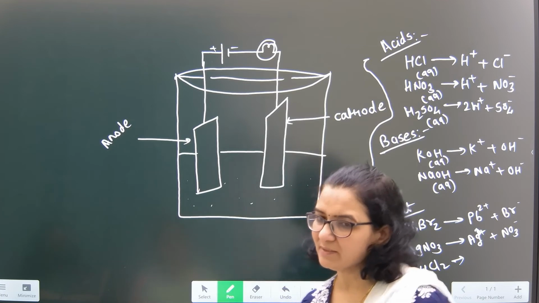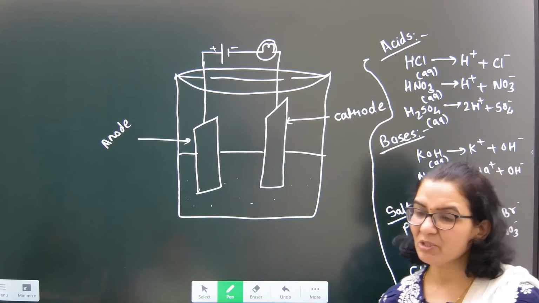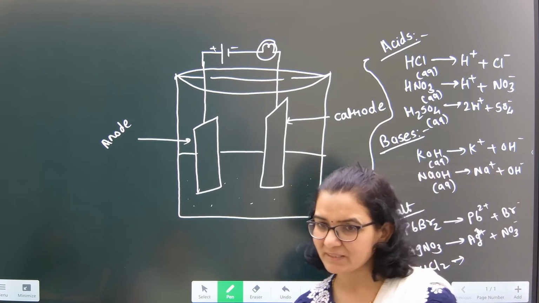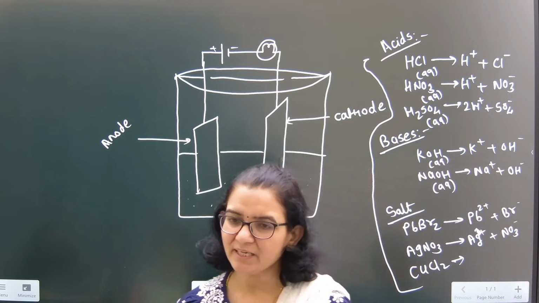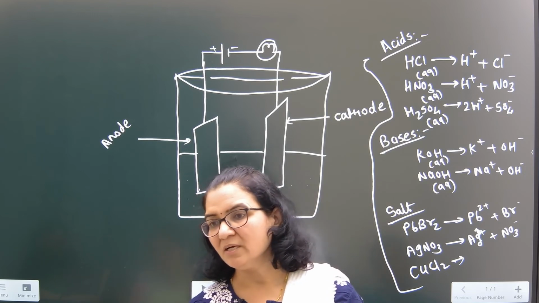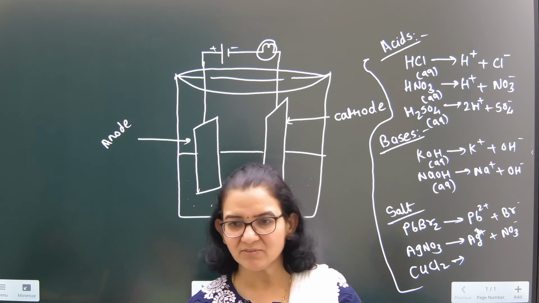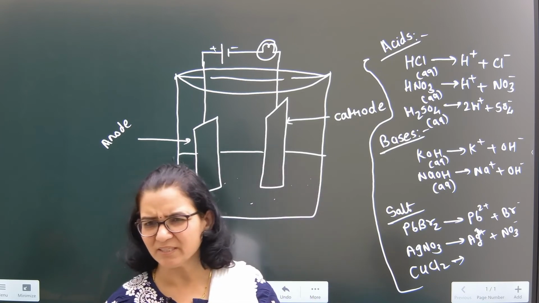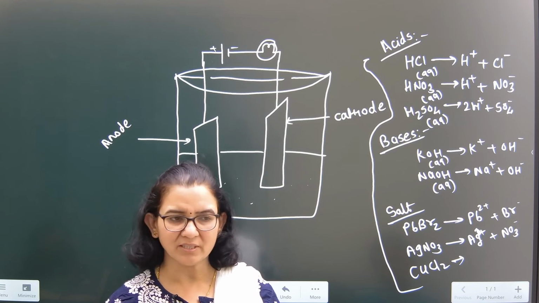So acids are weak electrolytes because the degree of dissociation is less. In this case, the H plus ions per unit area is less. Therefore, fewer H plus ions will be formed, or fewer OH minus ions will be formed. Then it is a weak electrolyte.